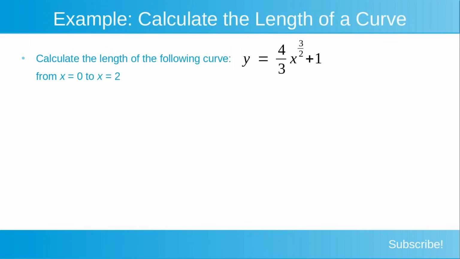Now we'll demonstrate how to calculate the length of a curve in an example problem and solution. In this example, we want to calculate the length of the following curve. y is equal to 4 over 3 multiplied by x to the power of 3 over 2, plus 1, from x is equal to 0 to x is equal to 2. If our function curve is differentiable and smooth on this interval, we can calculate its length to be equal to the integral from a to b of the square root of 1 plus dy dx squared dx.